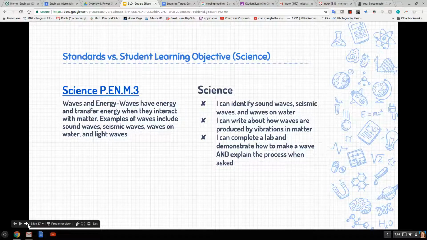Here's some science where it says they're going to have to identify, they're going to have to write, and they're going to have to complete a lab and demonstrate and explain the process when asked. So once again, very specific for the students. They know where they're headed. They know what they have to not only learn, but how they're going to have to show it.